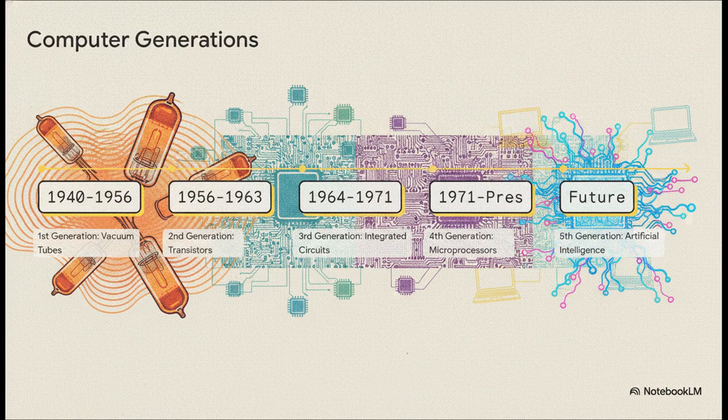Those massive room-sized heaters were actually the first generation, running on vacuum tubes way back in the 1940s. Just look at this timeline. In the second generation, we swapped those tubes for much smaller transistors. Then the third gen packed those transistors into integrated circuits. The fourth gen brought us the microprocessor, which is what powers your current laptop. And the fifth gen? That's the bleeding edge we're on right now, AI and parallel processing.